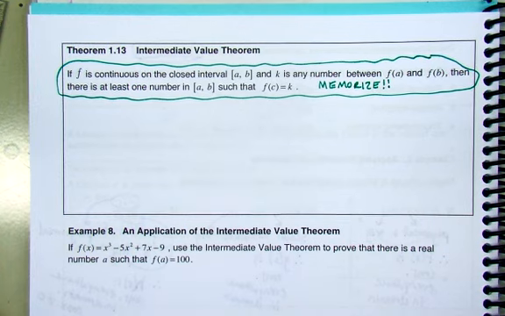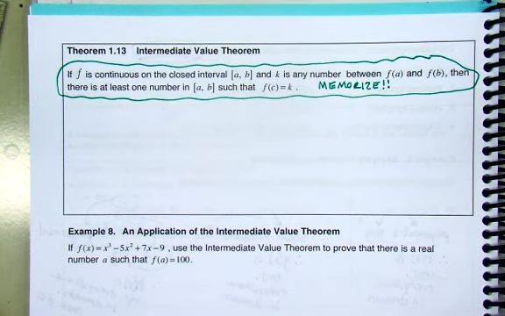If f is continuous on the closed interval a to b, and k is any number between f of a and f of b, then there is at least one number c in the closed interval a to b such that f of c equals k. Okay, word for word, that entire thing.